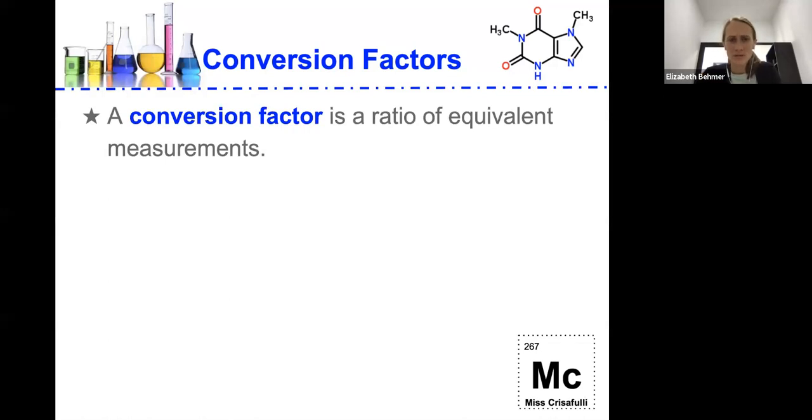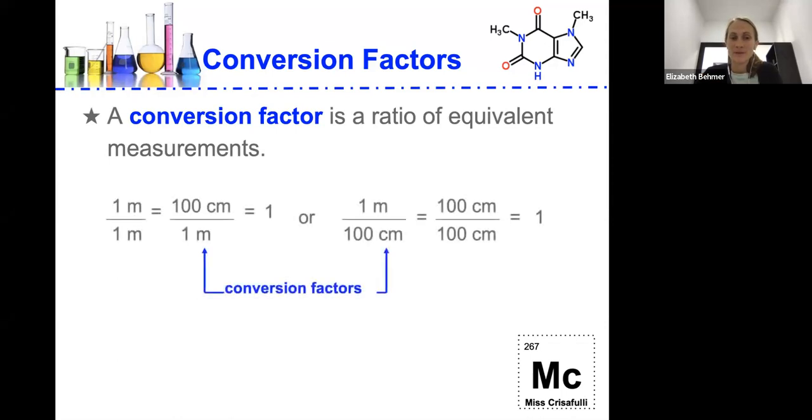So when we're solving conversion problems, we first need to talk about conversion factors. A conversion factor is a ratio of equivalent measurements. So for example, here is our conversion factor: 100 centimeters is equal to 1 meter. We can flip it around and say that 1 meter is equal to 100 centimeters. So our conversion factor is a ratio of equivalent measurements.